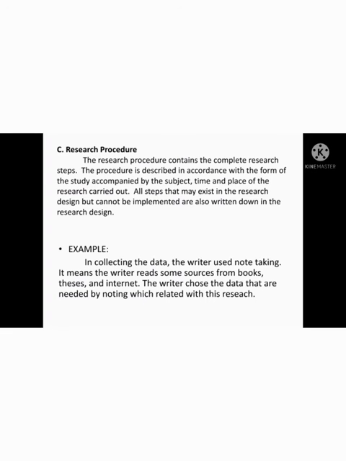Research procedure. The research procedure contains the complete research steps. The procedure is described in accordance with the form of the study, accompanied by the subject, time, and place of the research carried out. All steps that may exist in the research design but cannot be implemented are also written down in the research design. This section contains the procedures that we do in conducting our research. For example, we can see the thesis on the screen.